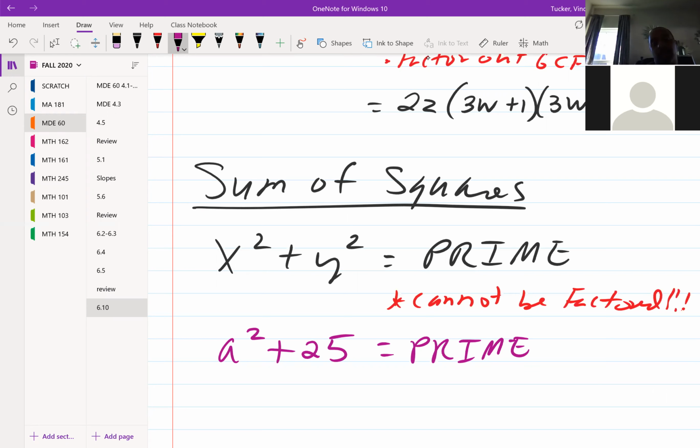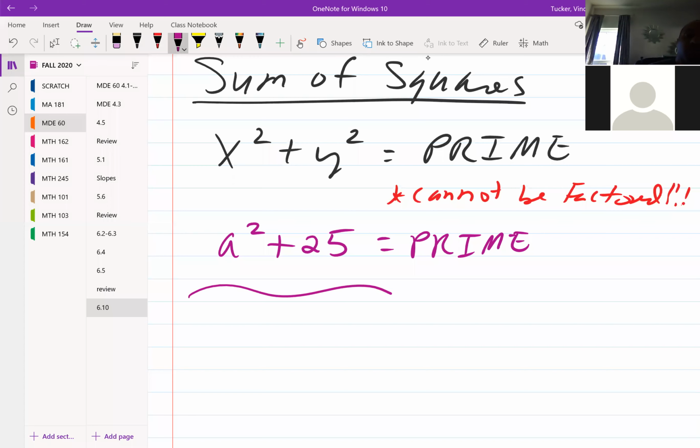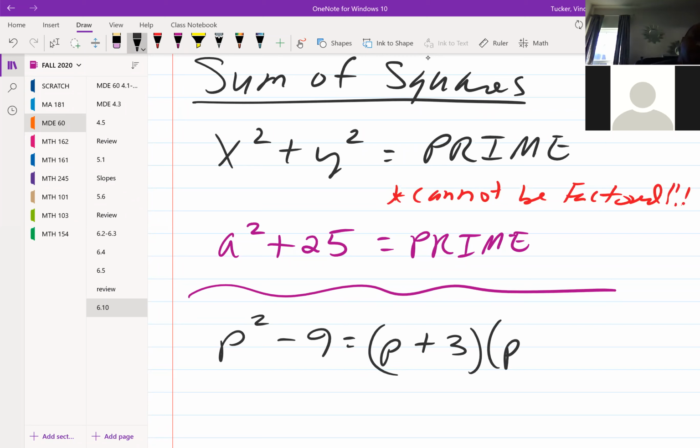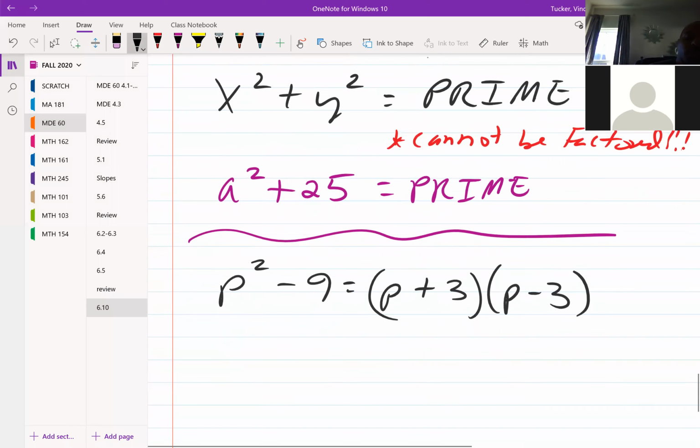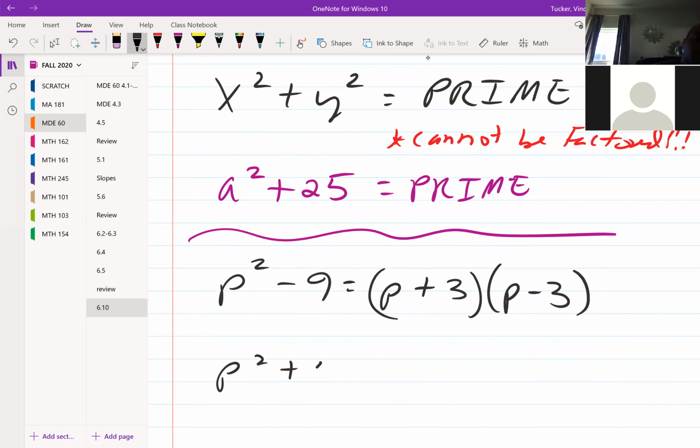Now, if I could factor out a GCF, that's not prime. I factored out a greatest common factor. But if there's nothing that can be done, that expression is considered prime. So p squared minus 9 is p plus 3, p minus 3. Those are perfect squares. P times p, and then 9 is 3 times 3. But p squared plus 9, once again, is prime.